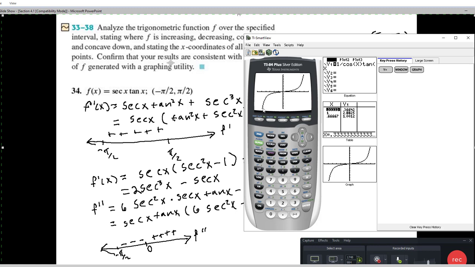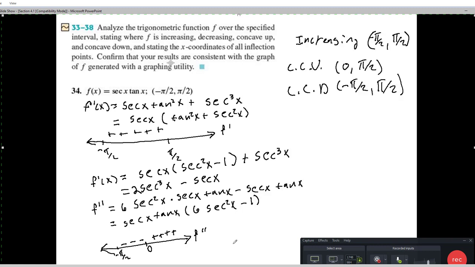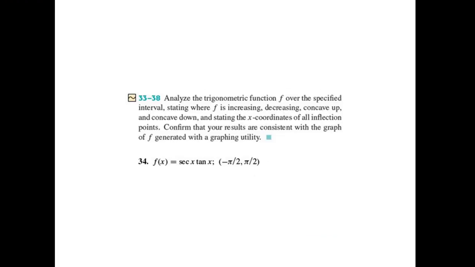From negative pi over 2 all the way to pi over 2, this thing is always increasing. From negative pi over 2 to 0, it's concave down. From 0 to pi over 2, it's concave up. And we have an inflection point right here at 0 because it changes concavity. And that's one of the things that we forgot, is our inflection point. So the inflection point is at x equals 0. You can see that it changes concavity there. So we're done with that. So let's move on to our next problem.